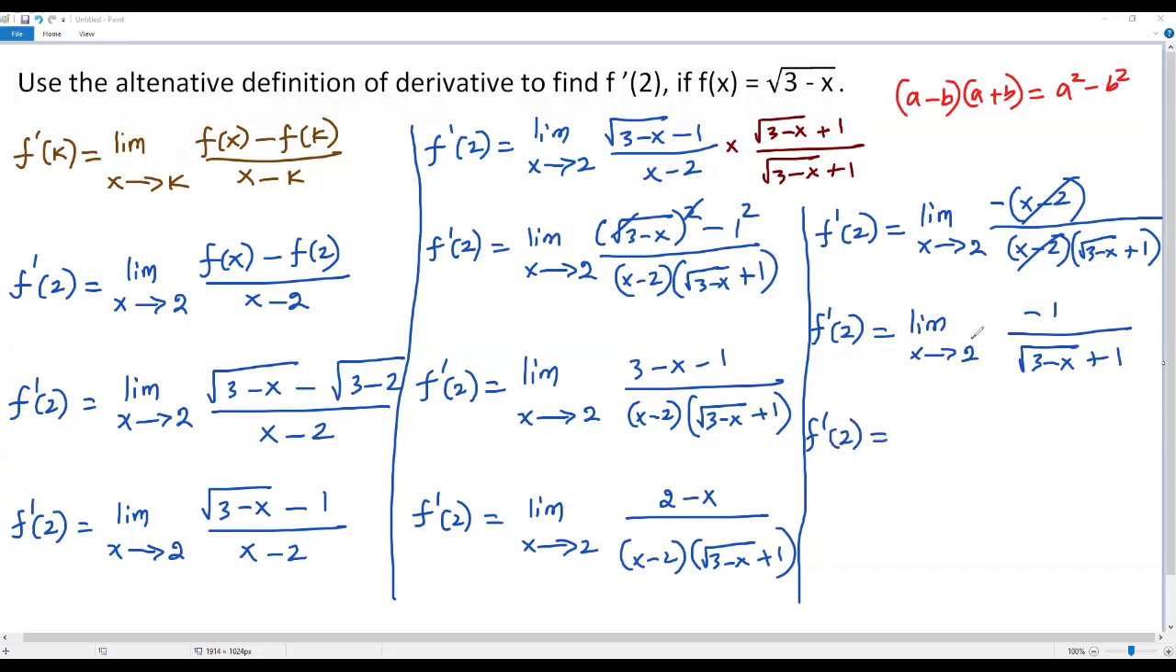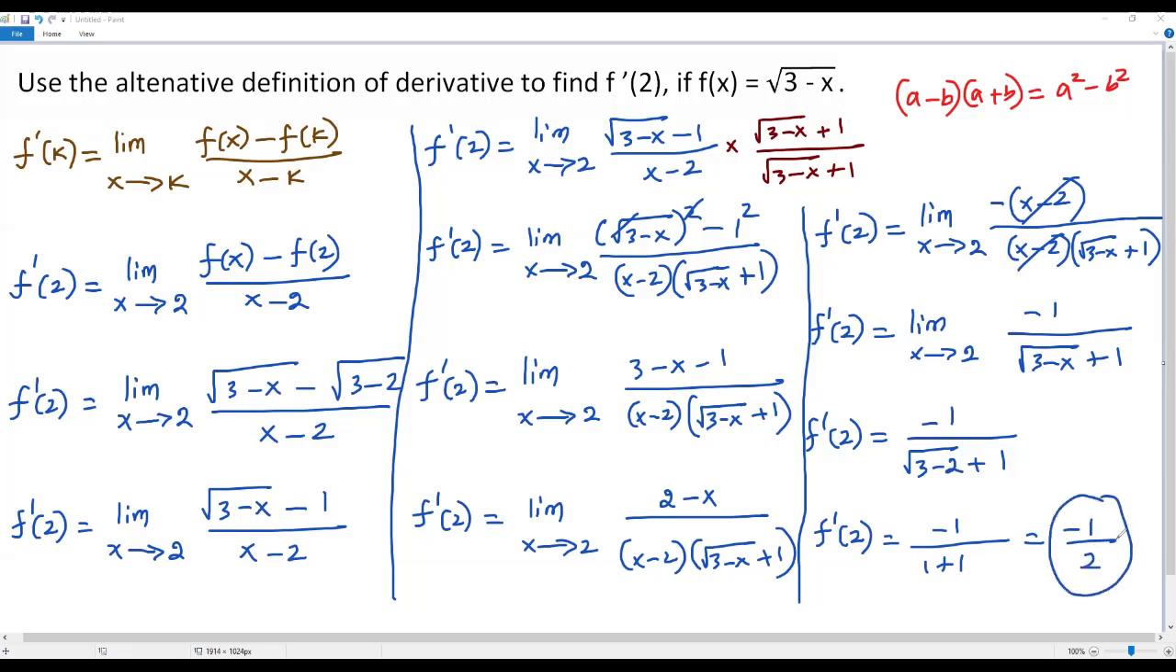Now what we can do is plug in the limit 2 for x into the function. When I do so, I'll get negative 1 over square root of 3 minus 2 plus 1. So f prime of 2 equals negative 1 over the square root of 3 minus 2, which is just 1. Square root of 1 is still 1. It's positive 1. So finally I'm getting negative 1 over 1 plus 1, which is 2. So the value of f prime of 2 is negative 1 over 2.